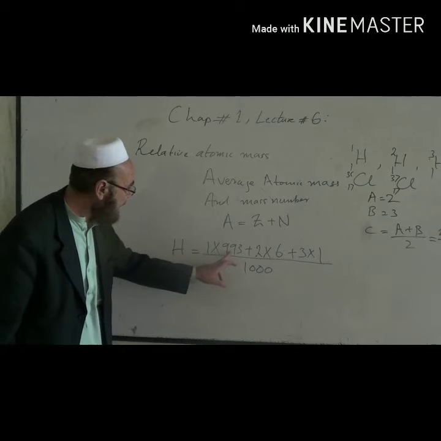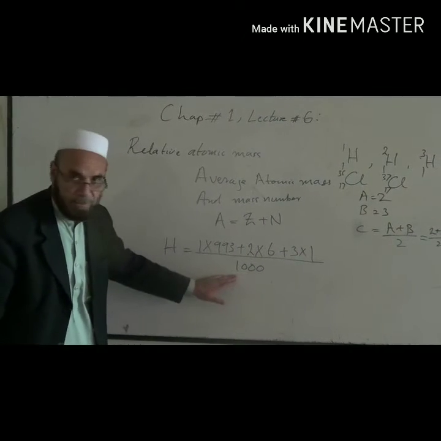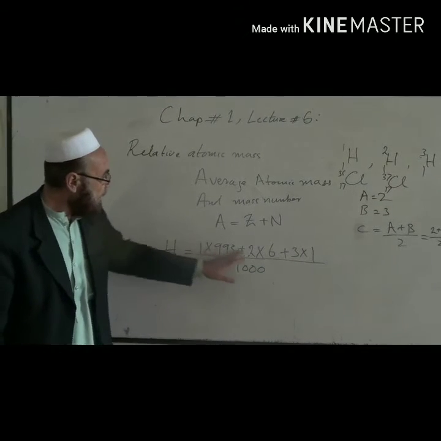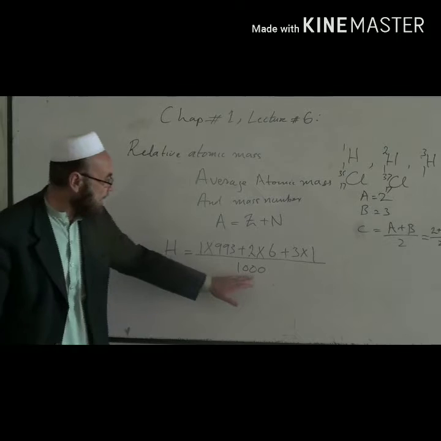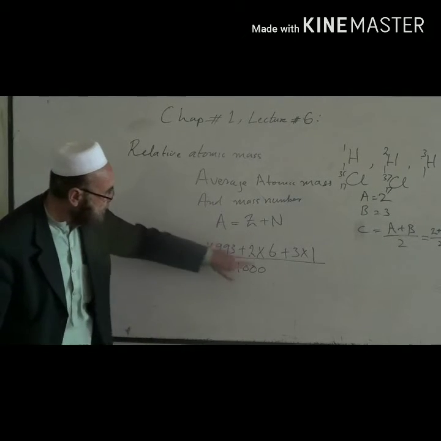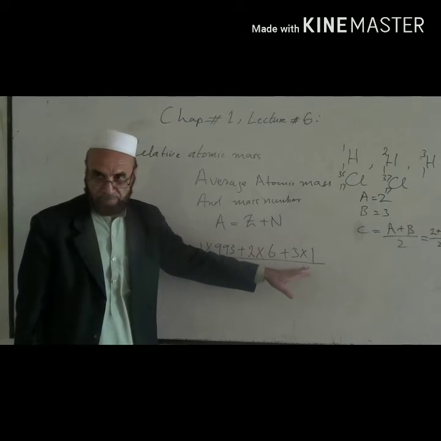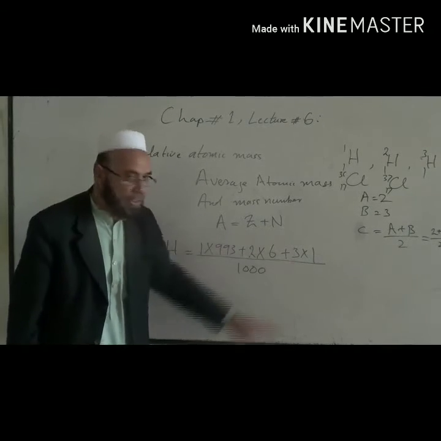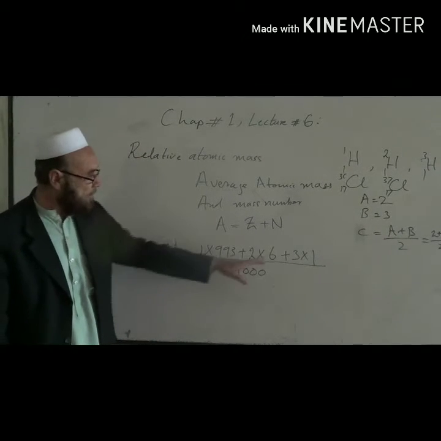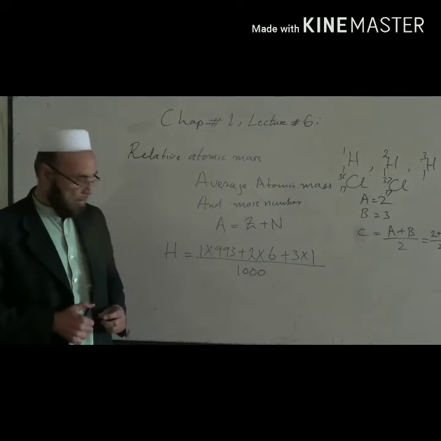Protium is present as 993 atoms. That is, if we take 1000 atoms of all the 3 hydrogens, you will get 993 atoms of protium, 6 atoms of deuterium, and 1 atom of tritium. It means that tritium is very rarely present. A very small amount of tritium is present if you take 1000 atoms.